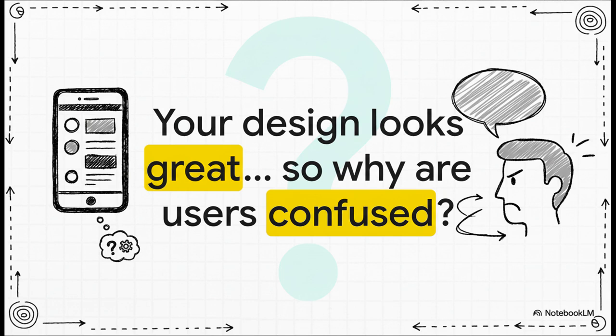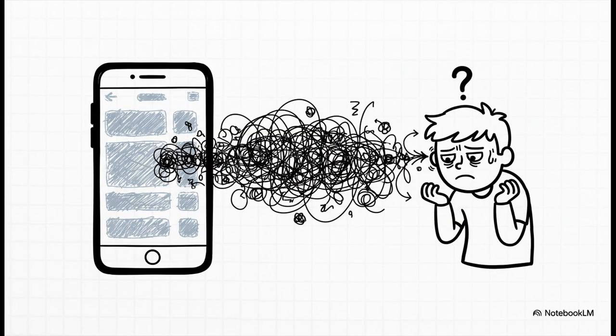So what's the deal? Well, a lot of the time, the hidden culprit is something we just don't think about enough. The text. Yeah, the copy. Poorly written labels, confusing instructions, or just inconsistent words can totally sink an otherwise beautiful design. It just leaves your users feeling confused and, frankly, a little let down.